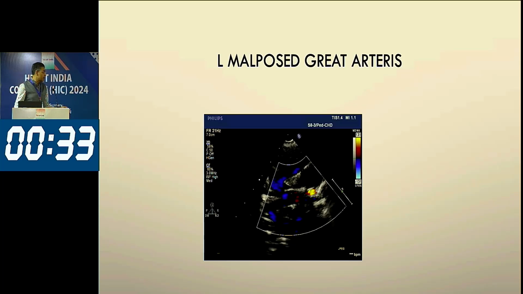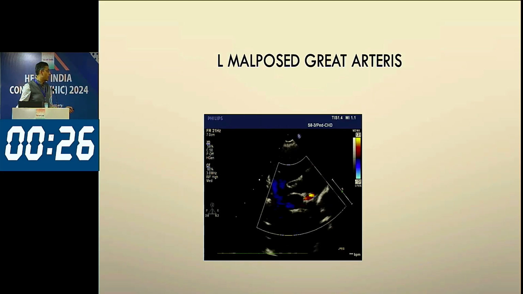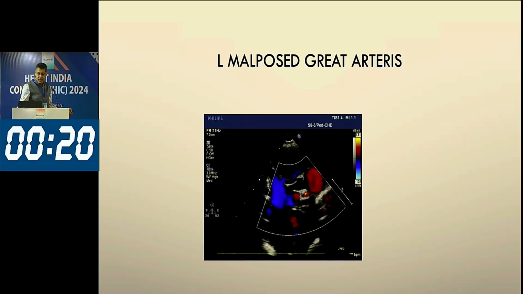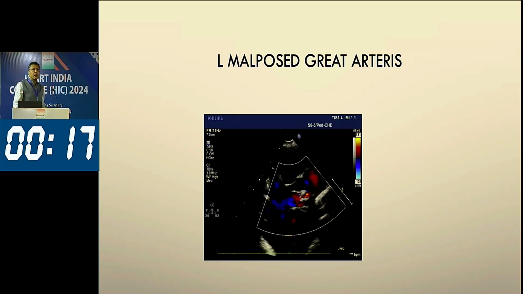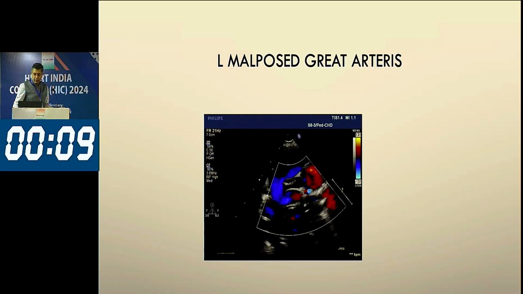L Malposed great vessels, a characteristic feature of CTGS, but not 100%. Here you have the aorta on the left and the pulmonary artery is posterior. So left anterior aorta and posterior pulmonary artery is L Malposed great vessels, usually associated with congenitally corrected transposition of great arteries, but may be associated even with normal hearts. We have seen these kinds of arrangements.